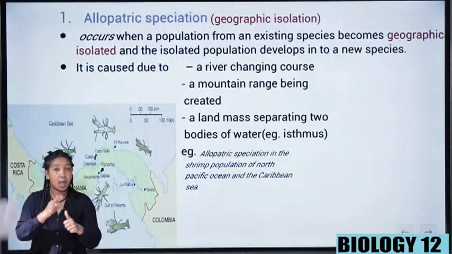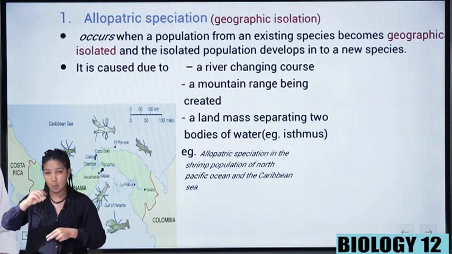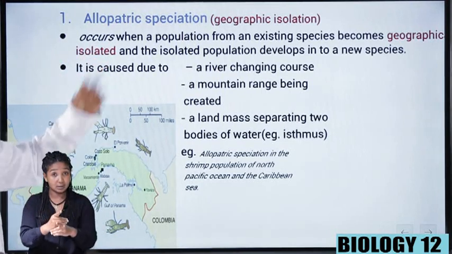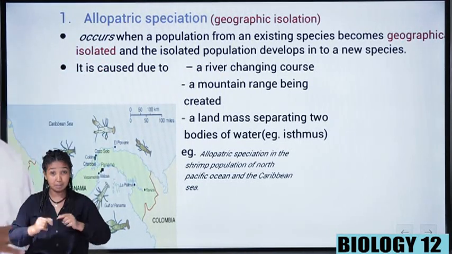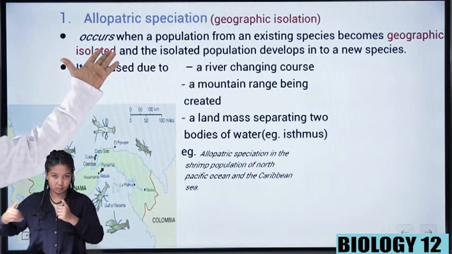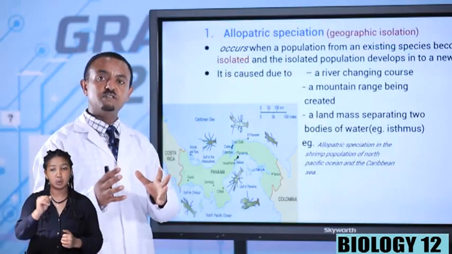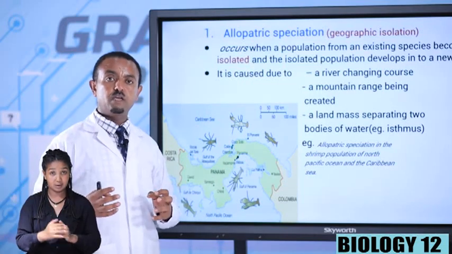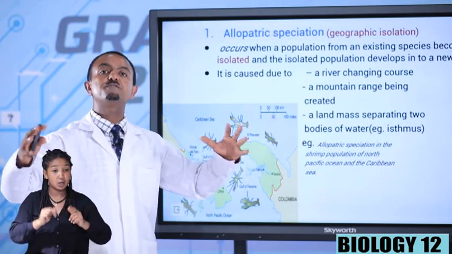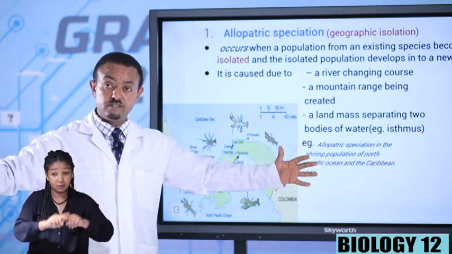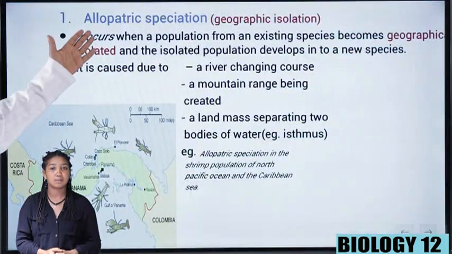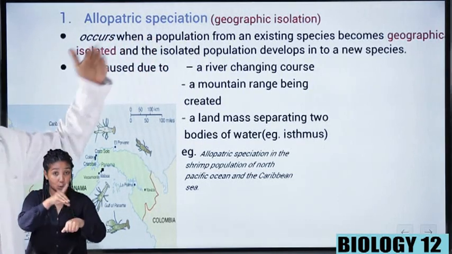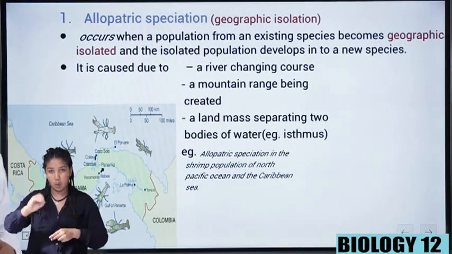The first type of speciation is called allopatric speciation. Allopatric speciation occurs when a population from an existing species becomes geographically isolated. If two populations are isolated geographically, if they live in two different areas or in two different places, the kind of speciation formed during this process is called allopatric speciation.